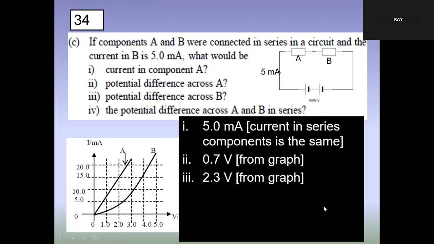What's the potential difference across A and B, or the EMF of the battery? Add the two together, 3 volt. Yeah, plus.